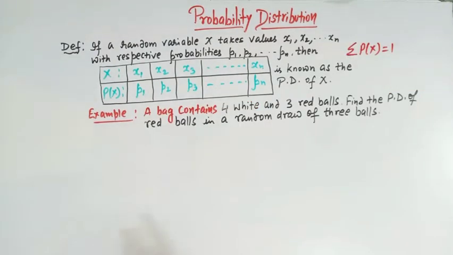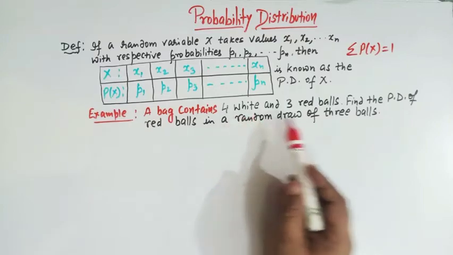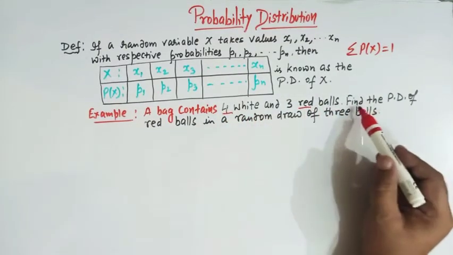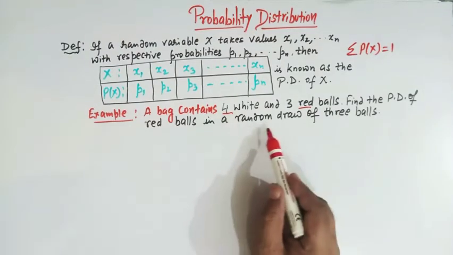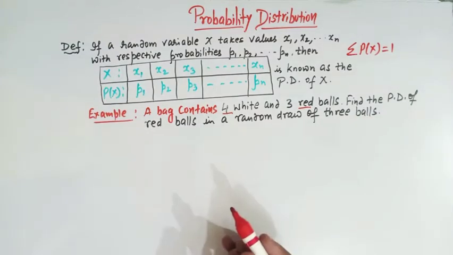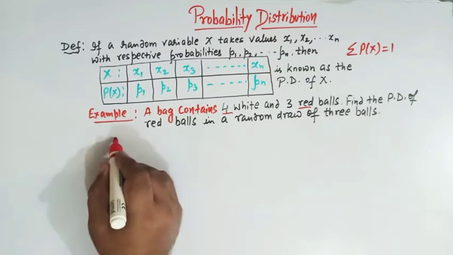Now let us take one more example. Here a bag contains 4 white and 3 red balls, right? And we have to find the probability distribution of red balls in a random draw of 3 balls, right? So here let us first define the random variable X.